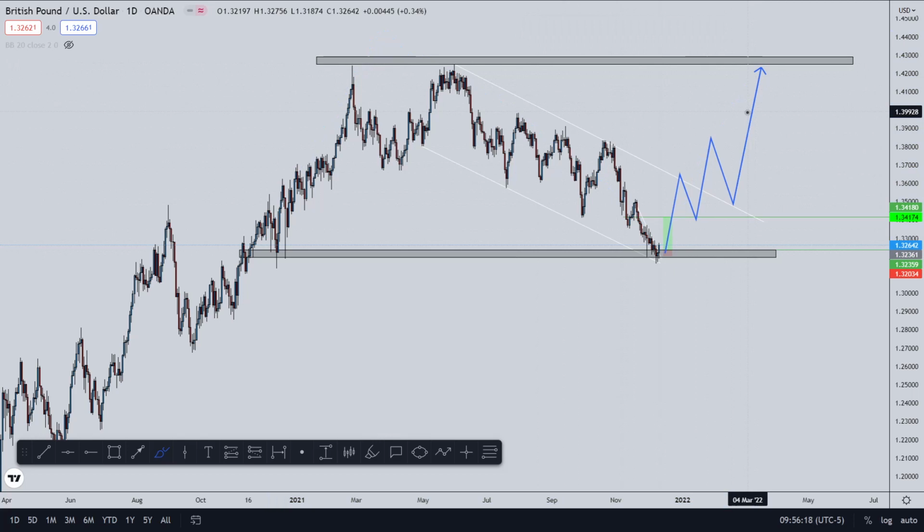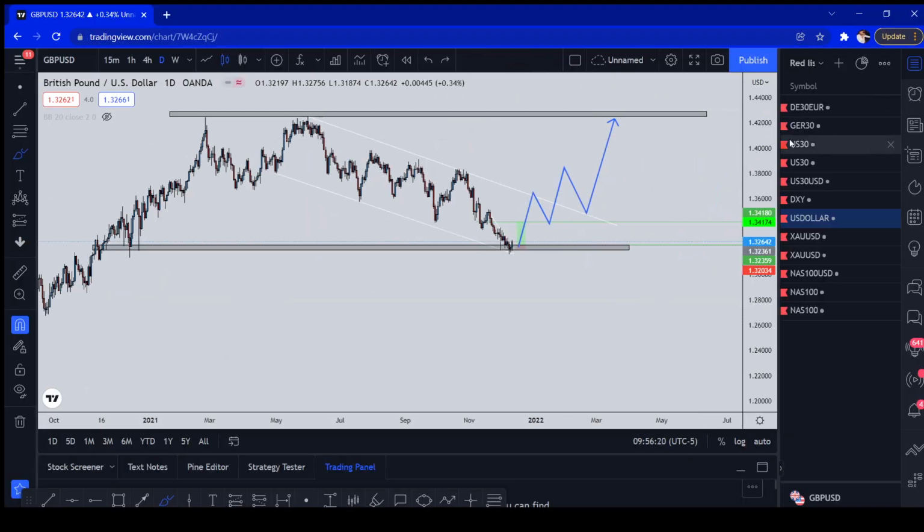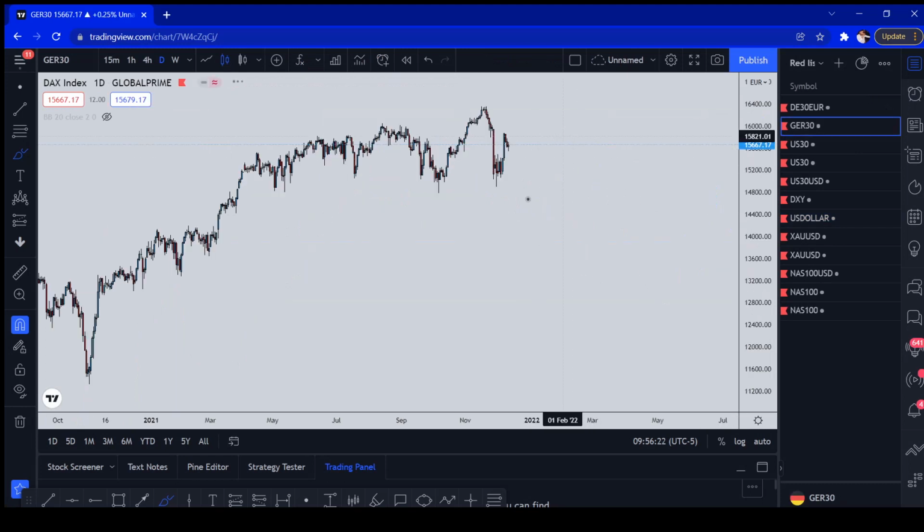Then finally, we're going to take a look at one of my favorites, and it is GER30. So GER30, what are you telling me?